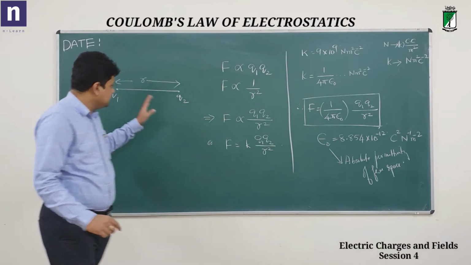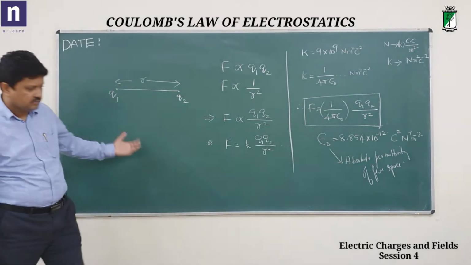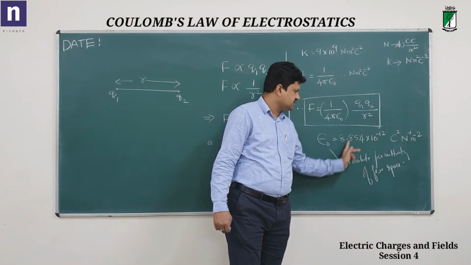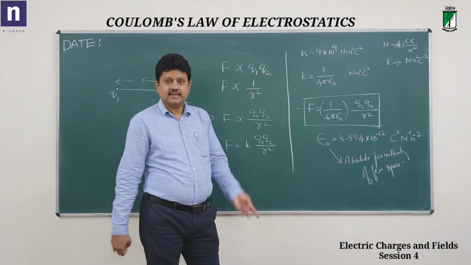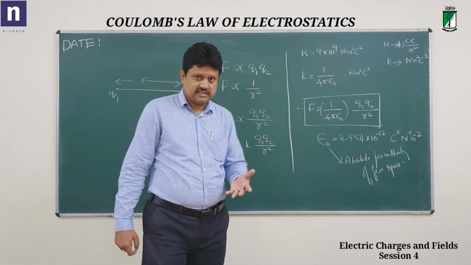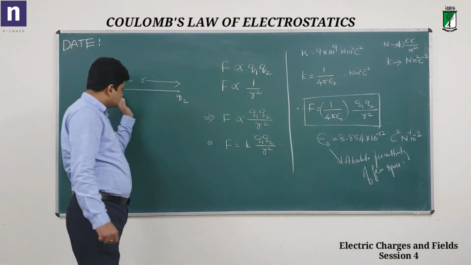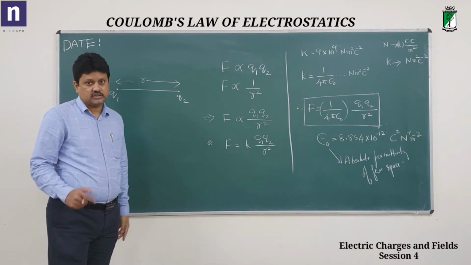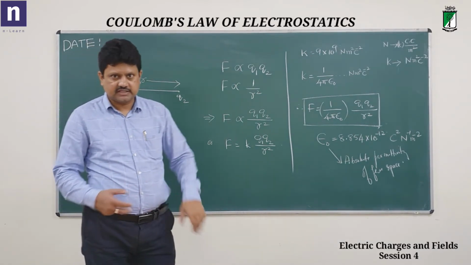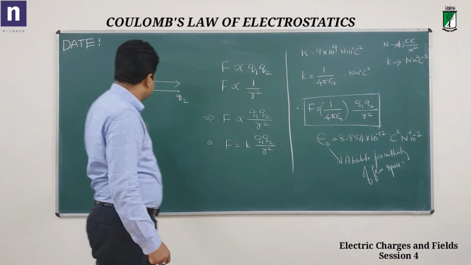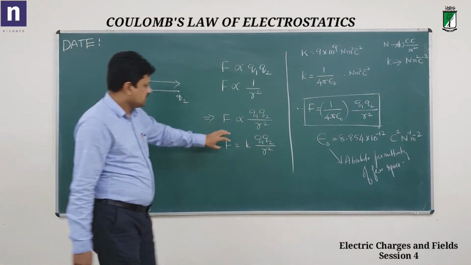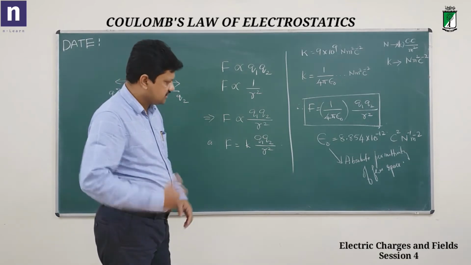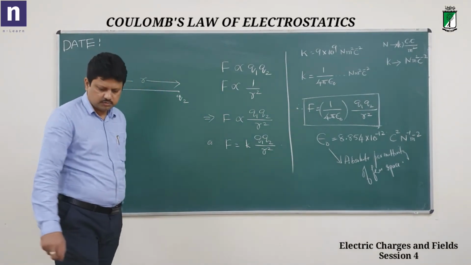Assuming that the medium between the two charges is air or vacuum, we can have this constant as the absolute permittivity of free space, which is so much. If you have any medium other than air or vacuum, of course that we are going to study in the later topics, then the constant k is slightly going to change. That you will study in the coming topics. So that's about Coulomb's law.